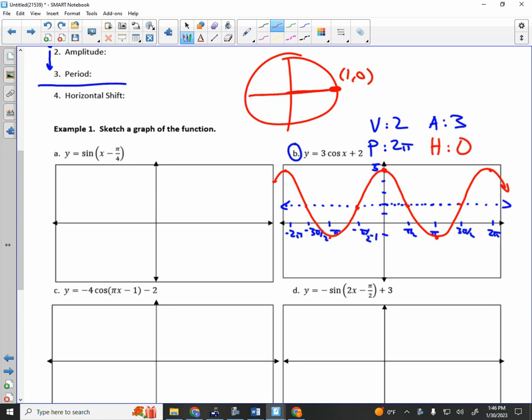Go ahead and look at your peers' graphs, maybe even judge them. Do they look better than yours? Do they look worse than yours? You don't have to.